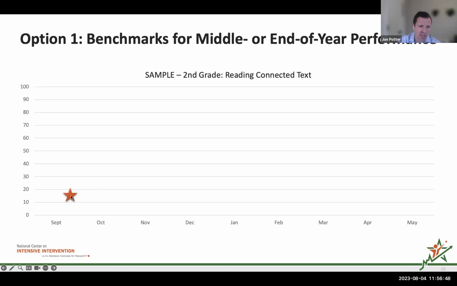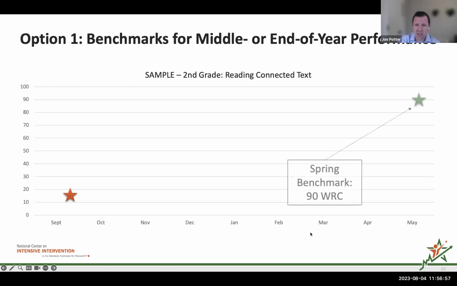So if you've got a student, say this is a 2nd grade probe, connected text, oral reading fluency, maybe they're reading 15 words per minute at the beginning of the year. We say the end of the year spring benchmark is 90 words correct. We're just going to draw a line from point A to point B. This is our goal, and we're going to monitor the progress of this student against that goal. It's easy and straightforward. It is an ambitious goal, and an appropriate goal because it is the end of the year benchmark, where we want kids to be proficient. So it's very cut and dry and easy to do.